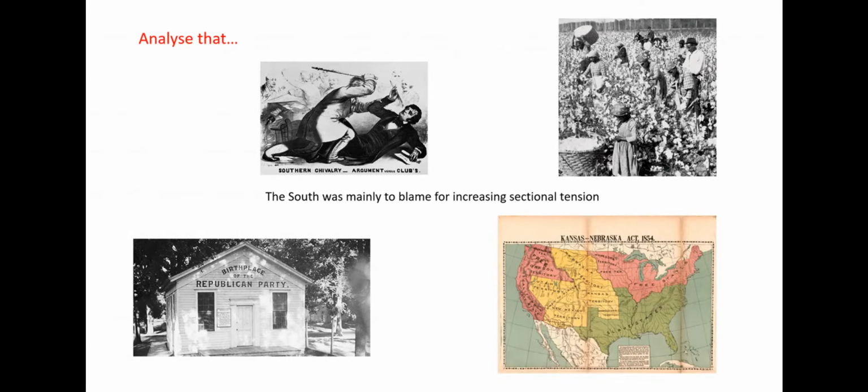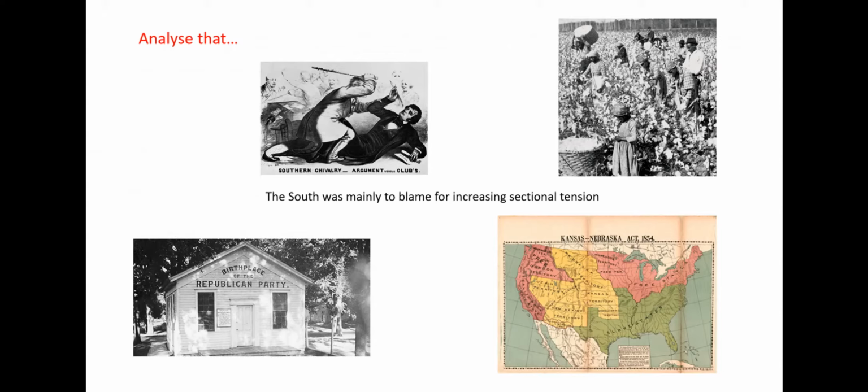So we've got lots of propositions or statements here that you can use to help you practice that skill of analysis in relation to sectional tension 1850 to 61. Let's look at a particular example and see what we mean by how we might use these propositions to help us develop some skills of analysis. So we've got the South was mainly to blame for increasing sectional tension.